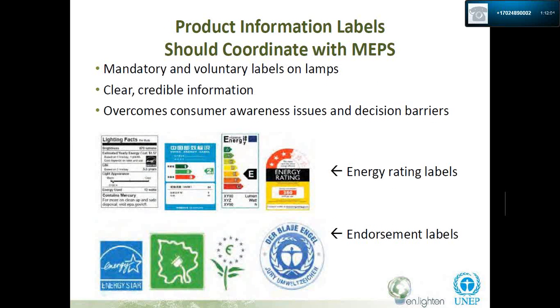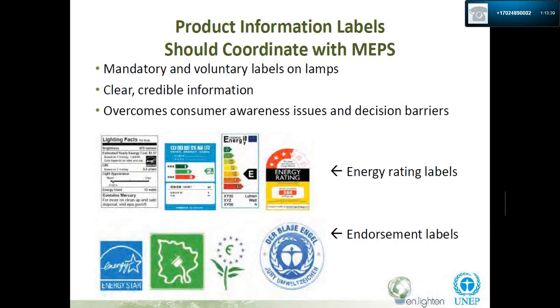Along with minimum energy performance standards usually go product information labels. These need to be coordinated with the standards. There are two basic types: mandatory and voluntary. Many countries will start with voluntary labels and then phase in mandatory labels. This gives the industry an opportunity to get used to the labels, to give some feedback on whether they're realistic to work with, and whether any adjustments need to be made to them. Some countries go straight to mandatory labeling. What's most important is that the information be clear and credible.